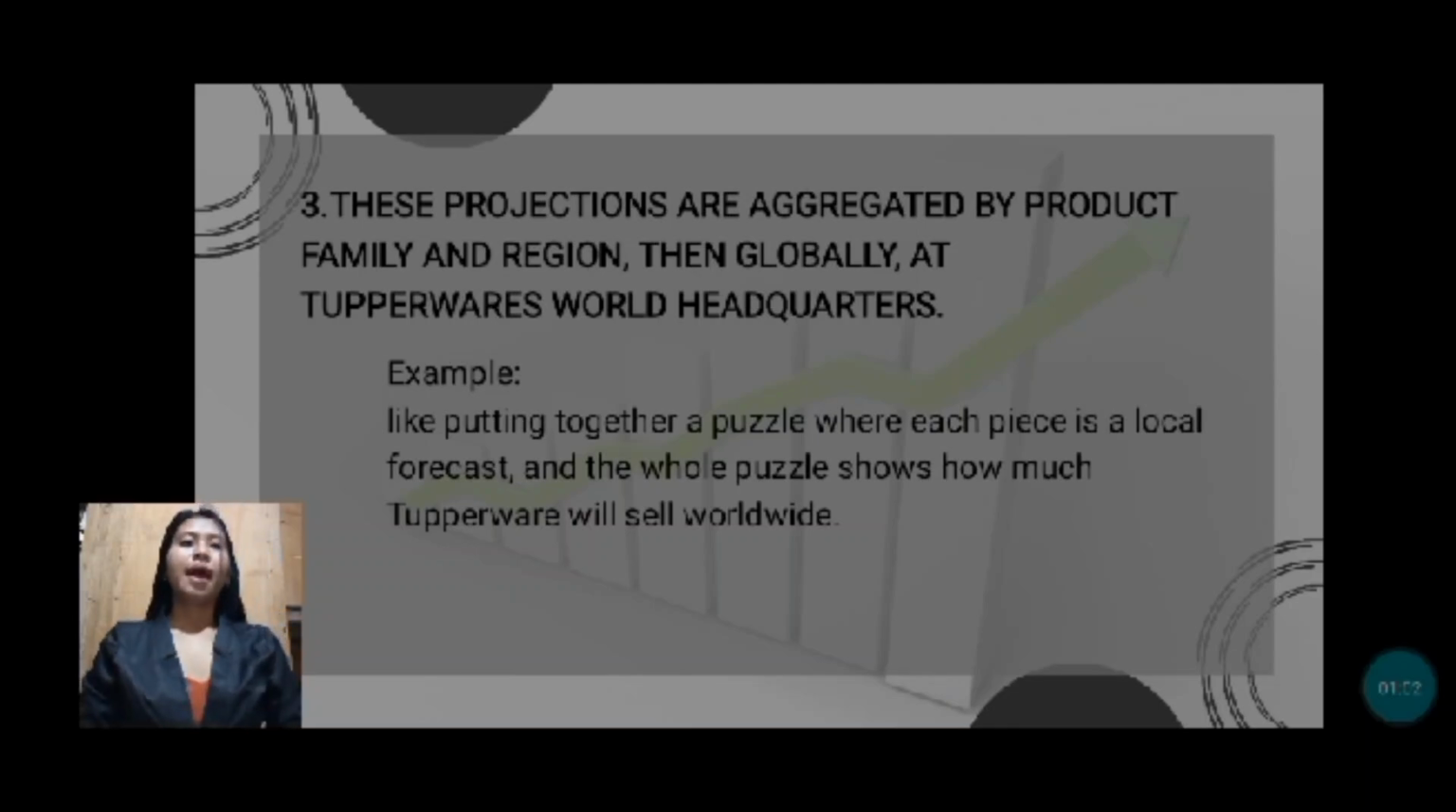The third one is these projections are aggregated by product, family, and region, then globally, at Tupperware World Headquarters. Each of Tupperware's 50 local teams sends their sales projections for specific products, groups of similar products, and the region to the main office. The headquarters then combines all these numbers to get a global picture of expected sales. For example, like putting together a puzzle where each piece is a local forecast and the whole puzzle shows how much Tupperware will sell worldwide.